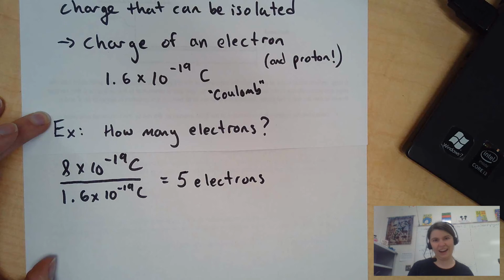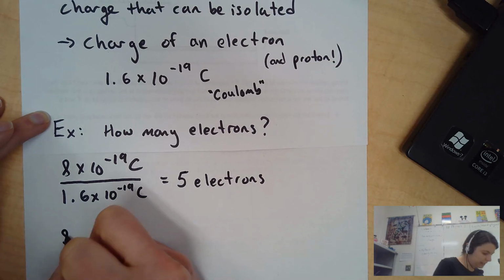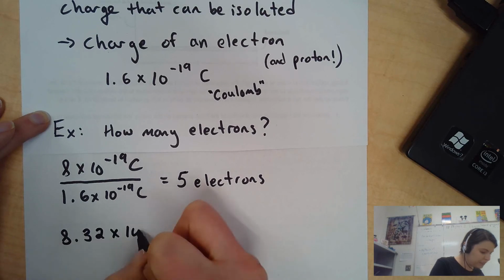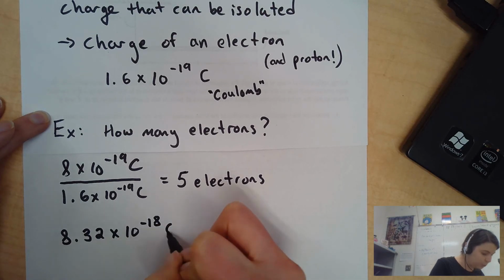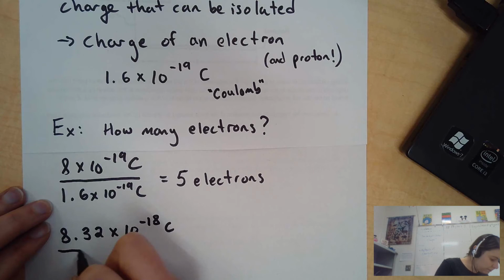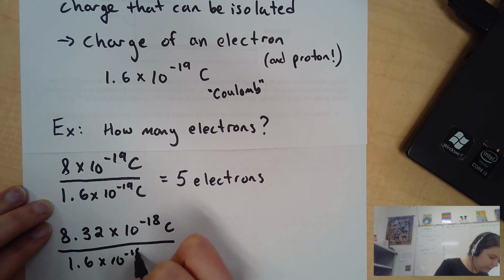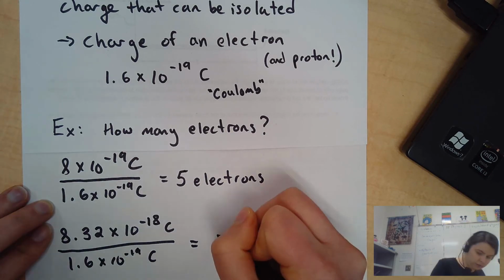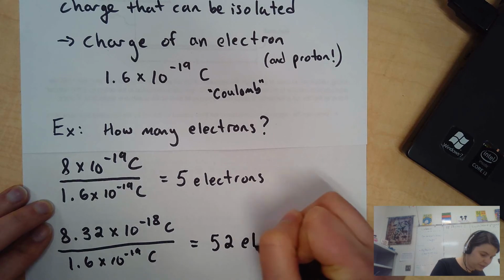Now I want you to try it. So I want you to take this number. It's a little different, but it'll work the same way. 8.32 times 10 to the negative 18 coulombs. What I want you to do is pause the video, try it in your calculator by yourself, and then come back to see how you did. Okay, let's see how you did. We're going to take that number, we're just going to divide it by 1.6 times 10 to the negative 19 coulombs, and it should equal 52 electrons.